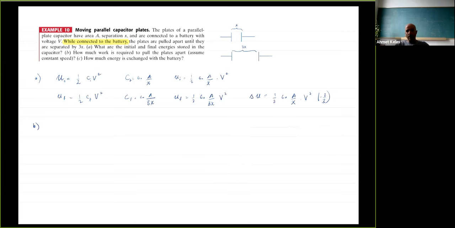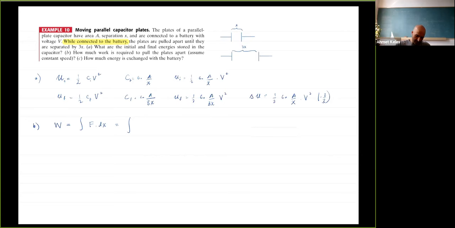B. So how do I calculate work? I calculate the work by its definition, right? It's like F dot dx. And the force is what? Suppose I am pulling this plate like this, and to keep it going with constant velocity, I need to supply equal and opposite force coming from the other plate. So the question boils down to what is the force coming from this plate on this plate, and that's equal to simple, right? Charge on this plate times electric field coming from this plate.